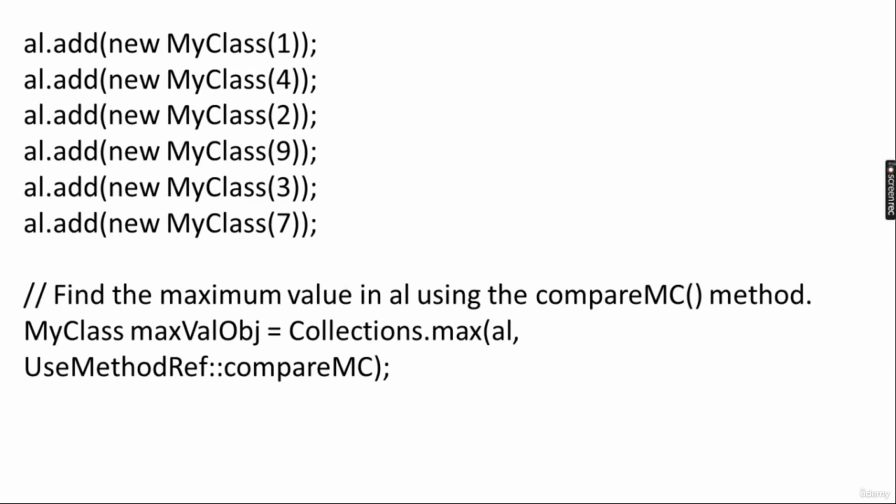1, 2, 3, 4. Sorry, 1, 4, 2, 9, 3, 7. Okay. So find the maximum value in array list AL using the compareMC method. So what we have to do, we will first create the object of class MyClass, maximum value object is equal to Collections.max(AL). So first will be the collection, and second is use method reference colon compareMC.